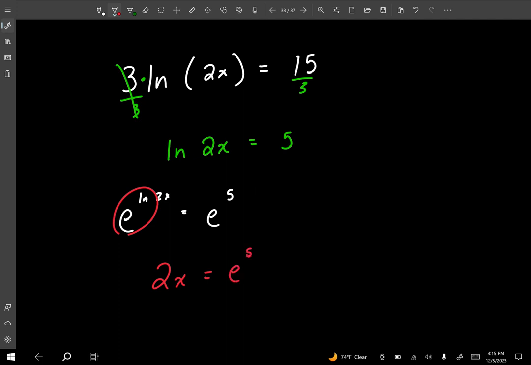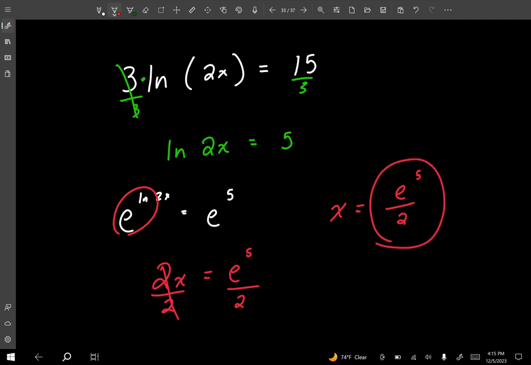Now, e is just a number again. It's just like 2 or 3 or 5. It's just a number. It's a gross number. It's a decimal. So we're just going to leave it alone. And I'm going to divide both sides by 2. Now, when I do that, I'm left with something divided by 2. So that's actually going to be my answer. I'm just going to leave it as e to the 5th power over 2.